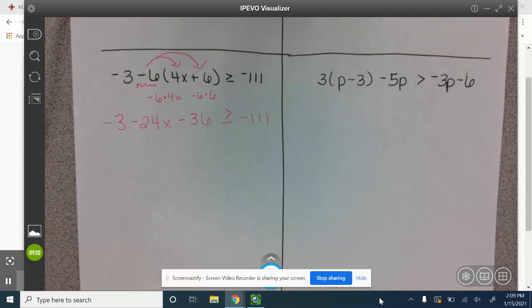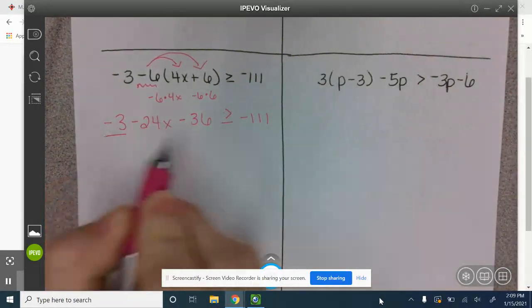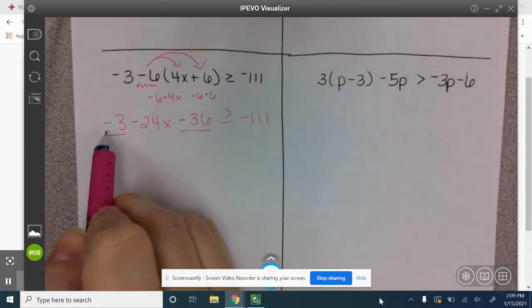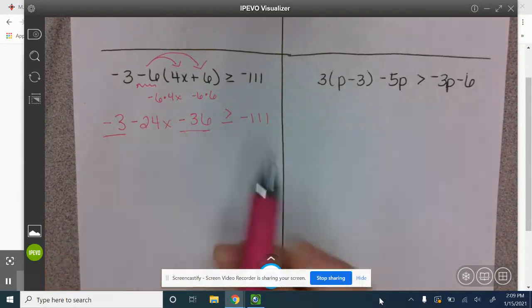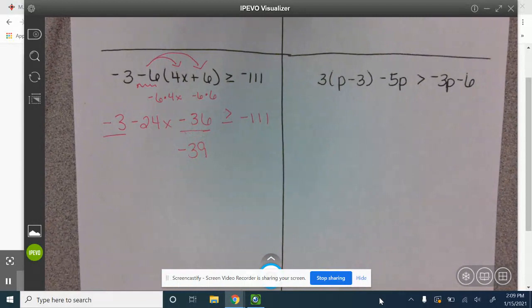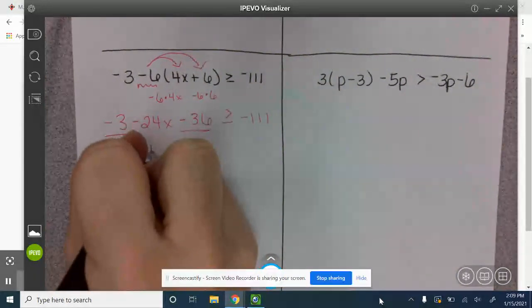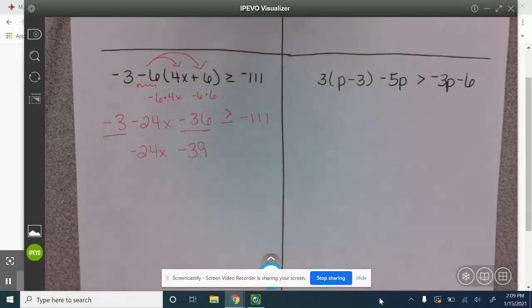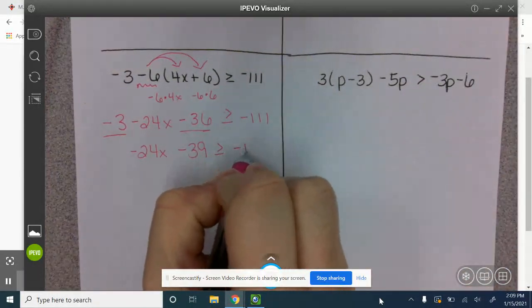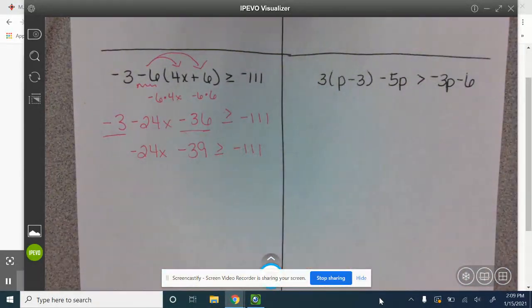Now, the next thing we're going to do is, do I have any like terms? Well, yeah, I have negative 3 and I have negative 36. I can go ahead and put those two things together. So negative 3 minus 36 more is going to give me negative 39. I'll go ahead and bring down negative 24x is greater than or equal to negative 111.